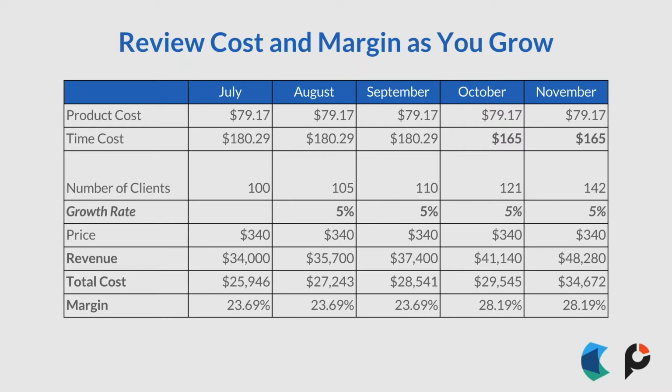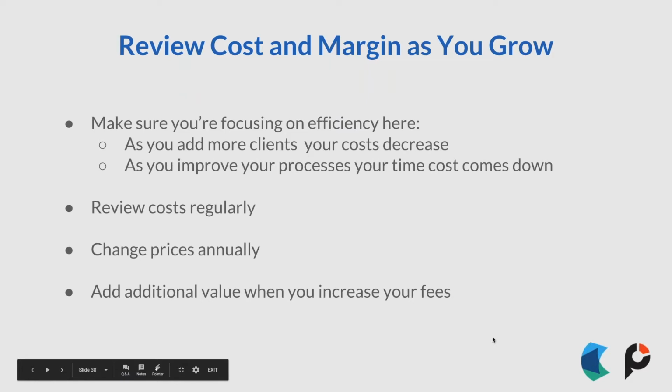So my tip here is to review all of your costs every 6 months, year on year, and figure out how we actually reduce them, which will then help improve our margin on all the clients that we are working with. Make sense? Makes sense. Yeah. Good. So review your cost and margin as you grow. As I said, every 6 to 12 months, make sure you're focusing on efficiency.